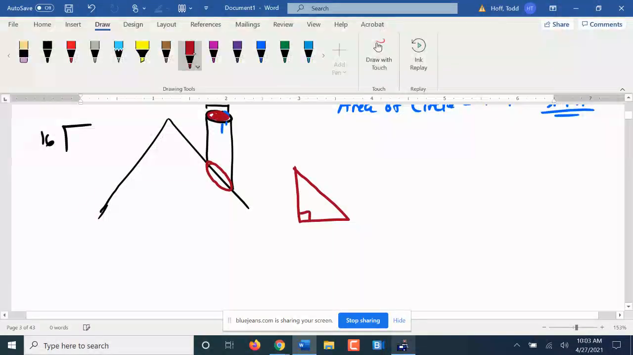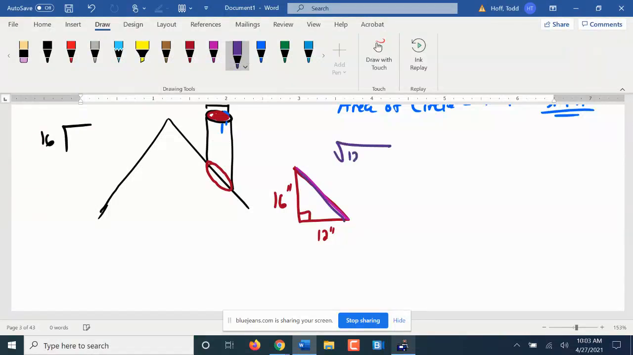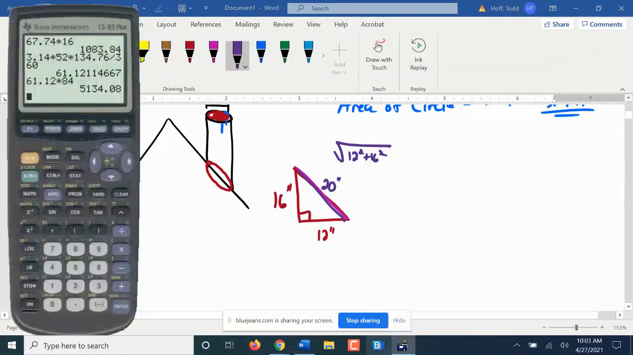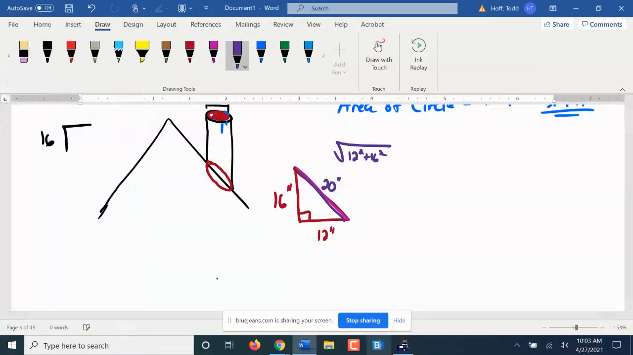We have a 16/12 slope, so this will be 16 inches. This will be 12 inches. Now I could use this to find the heel angle as well, but I don't need that. For right now, I want the length of this side. That length will be the square root of 12 squared plus 16 squared, which gives us 20 inches. I'll double check that. It is 20 inches.